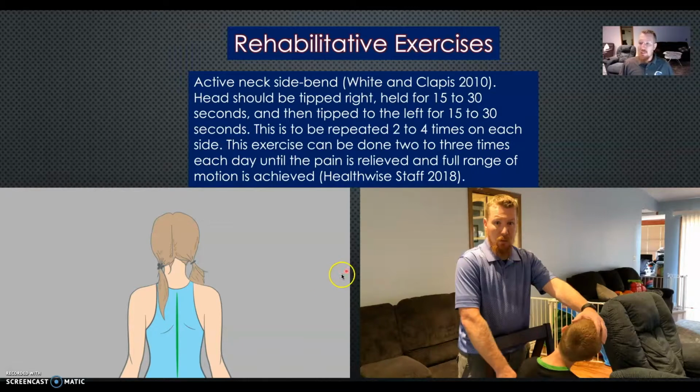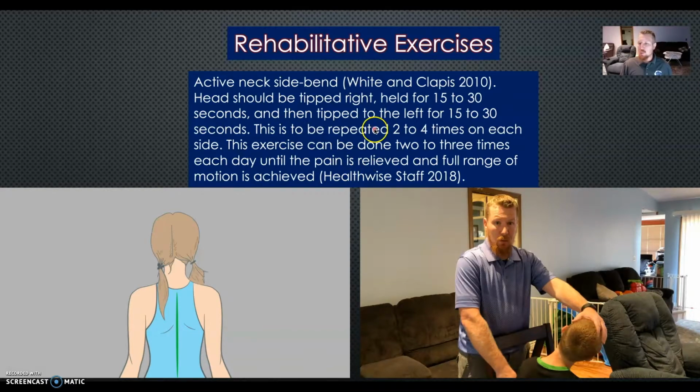Our rehabilitative exercise, this is going to take place after an injury to the cervical spine. And for this one, we're using our active neck side bend. The head should be tipped to the right. We're going to hold those for 15 to 30 seconds, back up straight, and then move it to the other side, holding for 15 to 30 seconds. And this can be repeated 2 to 4 times on each side.